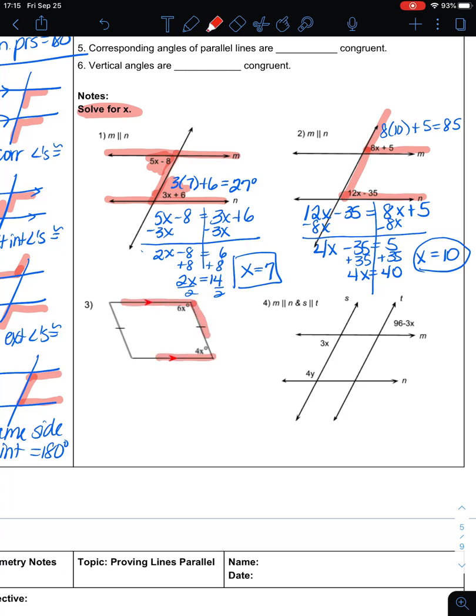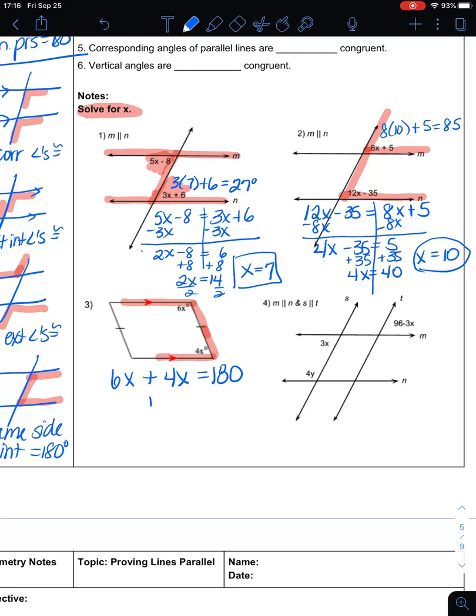So with this one, look at your angle. Here's your angle, and here's your 4x degrees angle. Notice that you got your two lines with your transversal. Those two angles are same side interior angles, which means that they are supplementary. That means that 6x, however big it is, plus 4x, however big it is, have to equal 180 degrees.